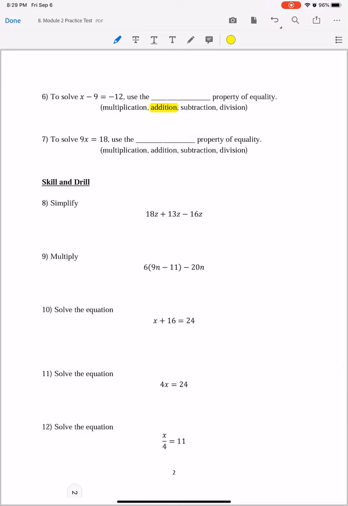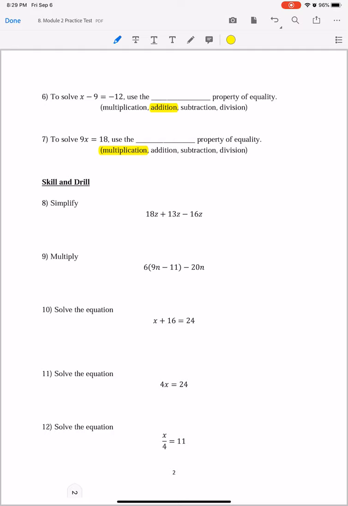Number 7, to solve 9x equals 18, use multiplication property of equality. So same thing as addition, there is no such thing as division property. If you are multiplying or dividing, you're using multiplication property of equality. There's no subtraction property, there's no division property. Addition is subtraction and addition. Multiplication is division and multiplication.